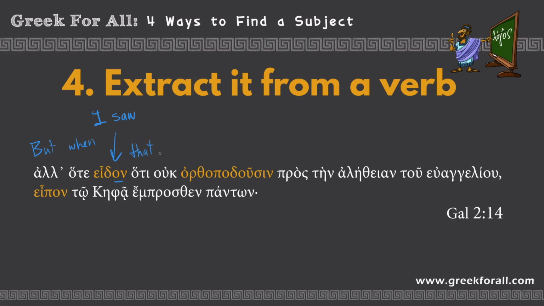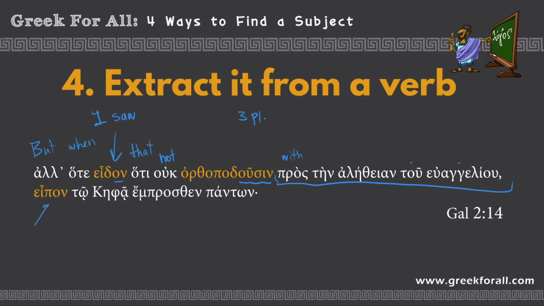Ouk means not or no or don't, and this is another verb. We can see the third person plural ending. They do not walk consistently. This is a kind of difficult word which is outside of a normal vocabulary range for the majority of students. So they don't walk consistently, and here we have a prepositional phrase with the truth of the gospel. All right, so let's just continue.